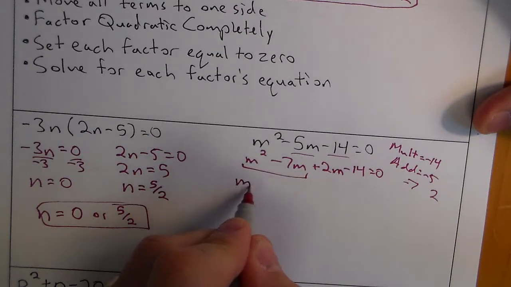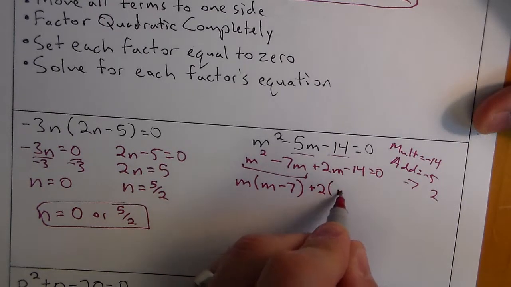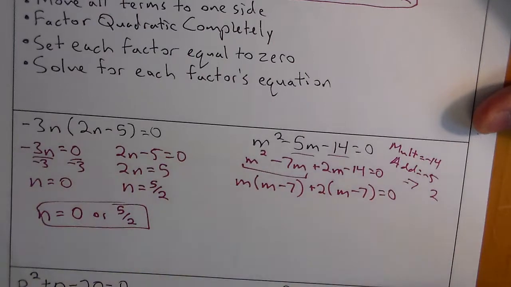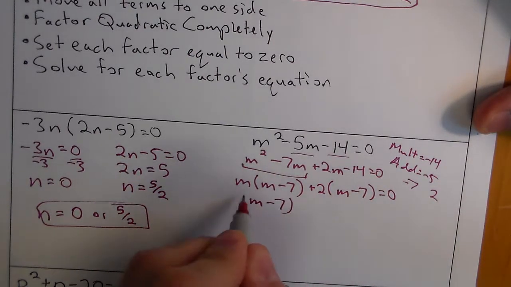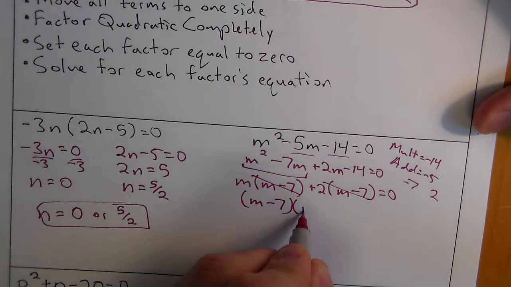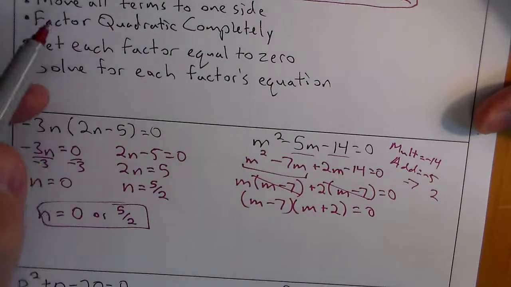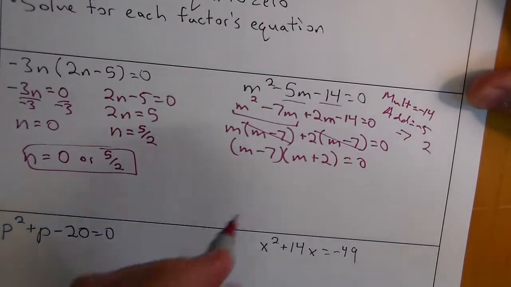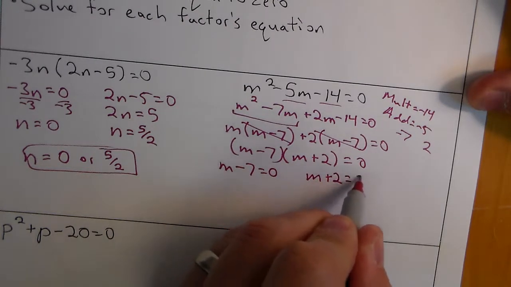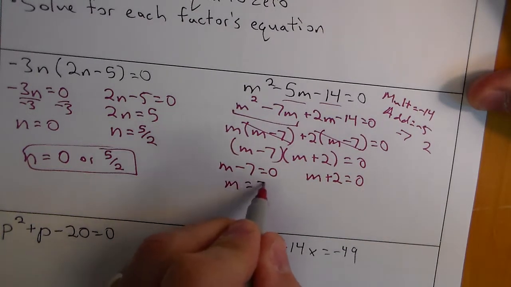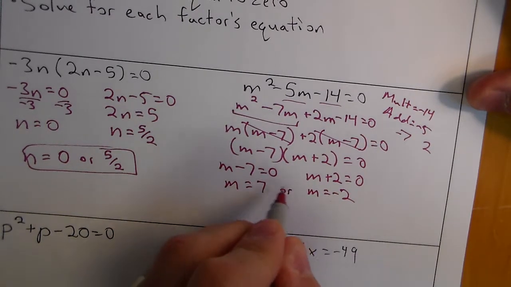We factor the first two, take an m out, we're left with m minus 7. Factor 2 out, we're left with m minus 7. Now, they both have m minus 7 in common, so we factor that out, and we're left with m plus 2 equals 0. From here, we use our zero product property, and we say that m minus 7 equals 0 and m plus 2 equals 0, which gives us m equals 7 and m equals negative 2.